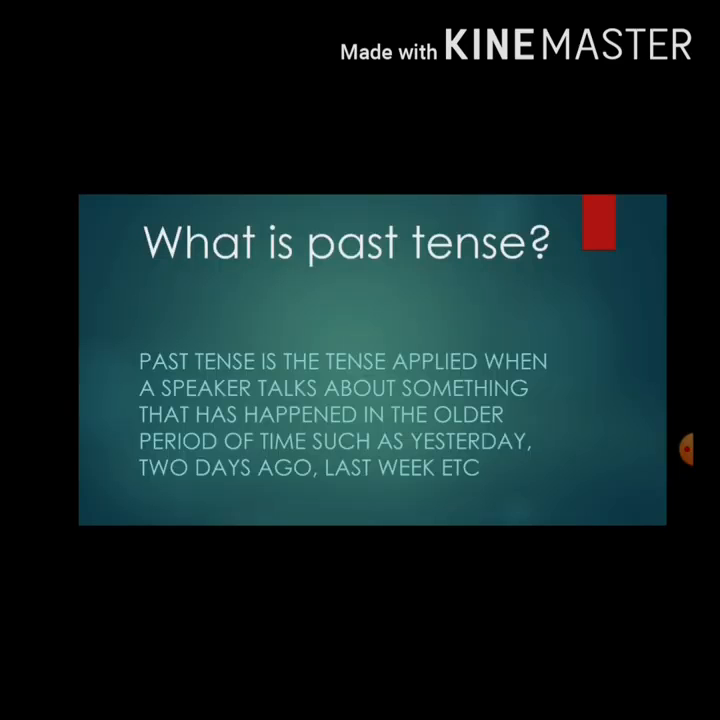So what is past tense? Past tense is the tense applied when a speaker talks about something that has happened in an earlier period of time, such as yesterday, 2 days ago, last week, or anything else. You can also add, let's say, in 1981, when I was a kid, when I still lived in the Netherlands. So that is the function of past tense.